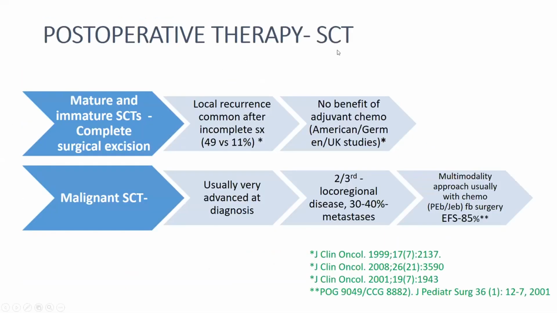So post-operative treatment, if mature or immature, is surgery followed by observation. Complete surgery is the key, as chances of recurrence are very high if surgery is incomplete. And for malignant tumors, malignant teratoma, chemotherapy has to be given, which leads to a good event-free survival of 85%.